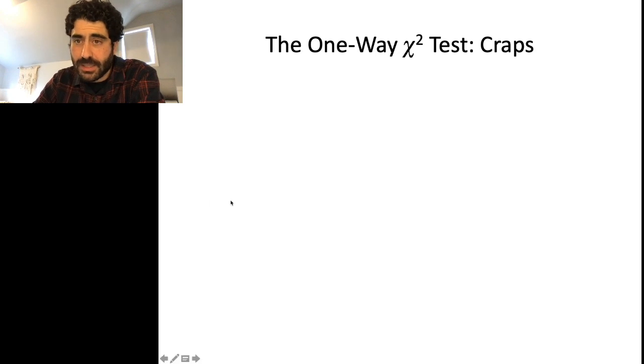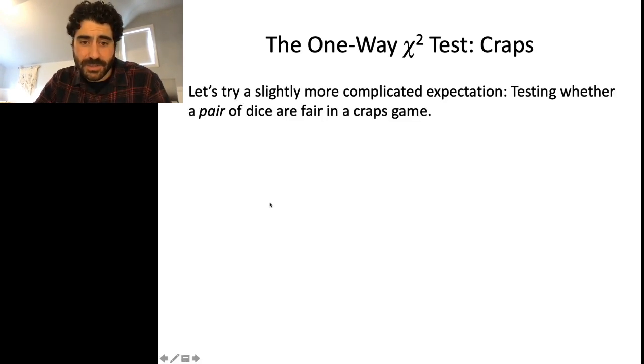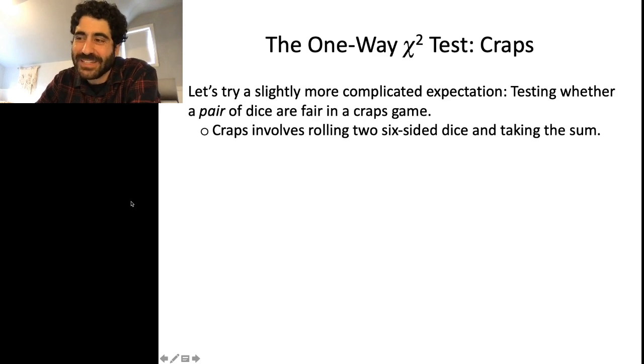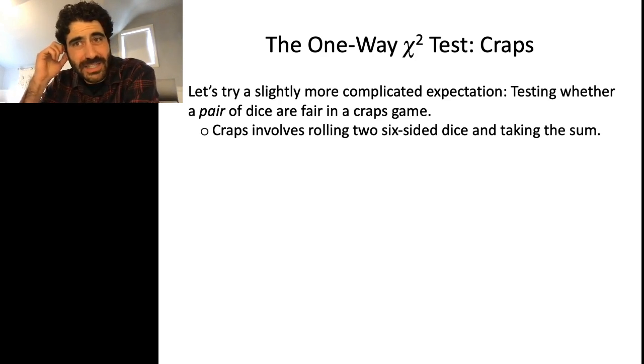Okay, so let's try a slightly more complicated version, which is that instead of looking at a single die, we're going to look at a pair of dice. The game of craps, which I haven't actually played in a long time, I forget exactly how it works, but it involves rolling 2 dice and taking the sum of those 2 dice. I think in most cases it doesn't matter whether you're getting the number 8 from a 2 and a 6 or from a 3 and a 5, for example.